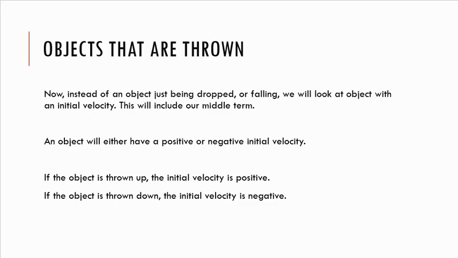So an object will either have a positive or negative initial velocity. If the object is thrown up or launched up or somebody jumps up into the air, then the initial velocity is positive. If the object is thrown down, or somebody throws something down at the ground or jumps straight down off a cliff or something like that, the initial velocity is negative.